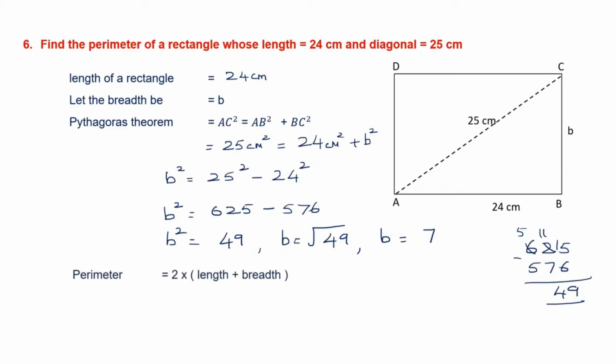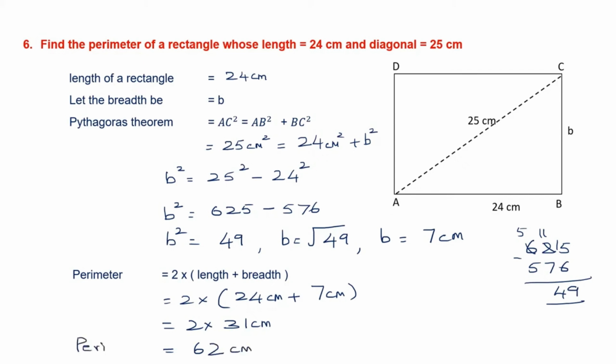Now let's find the perimeter. Perimeter is 2 into length plus breadth. Length is already given to us as 24 centimeters. We just found breadth to be 7 centimeters. So let's add that up. This is 2 into 24 plus 7, which is 31 centimeters. And 31 into 2 is 62 centimeters. So we have found the perimeter to be 62 centimeters. So this is our final answer.